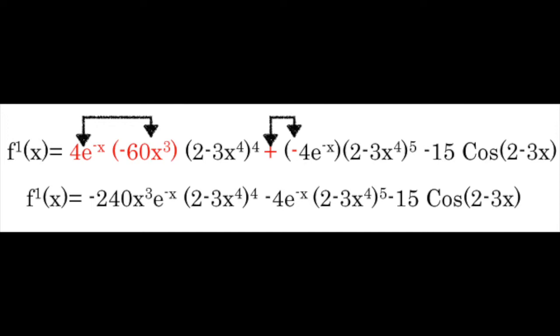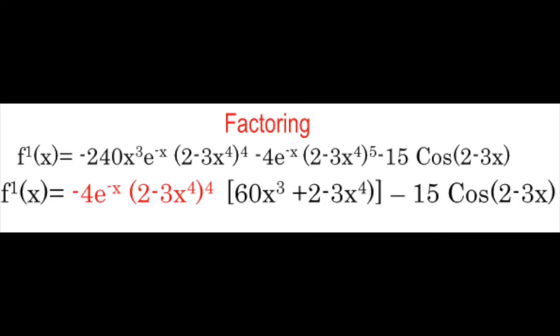leaving the first equation as negative 240x to the third e to the negative x with the parentheses (2 minus 3x) to the fourth power multiplied to the fourth power. To get rid of the plus sign in the other part of the equation, you replace it for a negative sign, because it is multiplying the 4e to the negative x. The last step involves factoring. This will allow you to simplify the equation more.